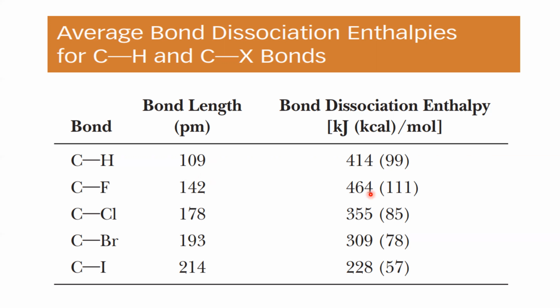So the value of the bond dissociation energy is greater than this C-H bond, right? So this is the 464. Now, the question is this one, that this is the 109, this is shorter in length, right? And this is bigger in length, right? So, how can we see that one? So, the picometer is a very small unit when we talk about this one.